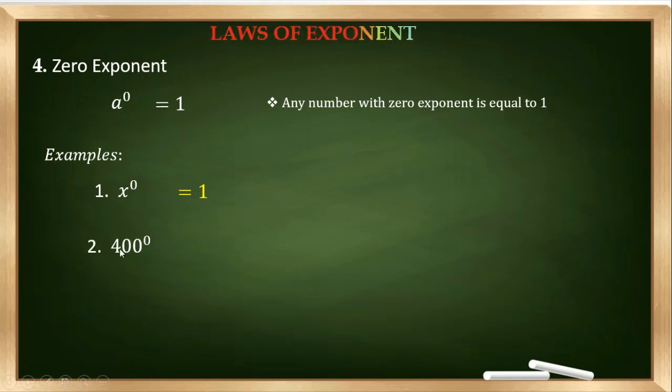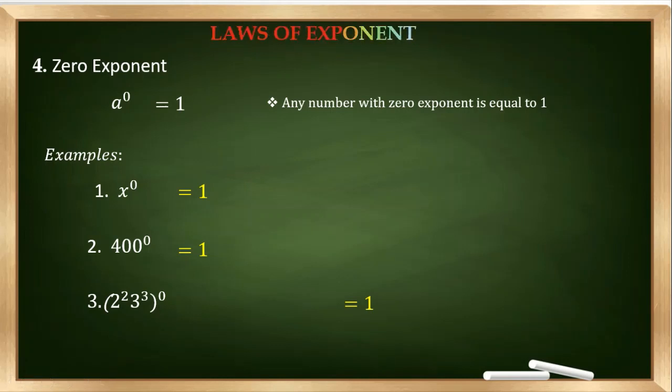Another example is we have 400 raised to 0 power. So again, according to law of exponent, any number or variable with 0 exponent is equal to 1. So 400 raised to 0 power is equal to 1. Or even we have here the quantity of 2 squared times 3 cubed raised to 0 power, that is still equal to 1. So bakit?